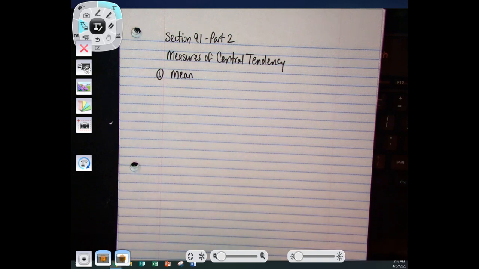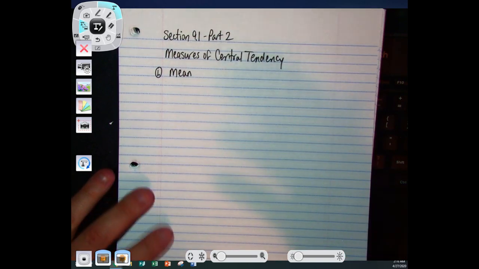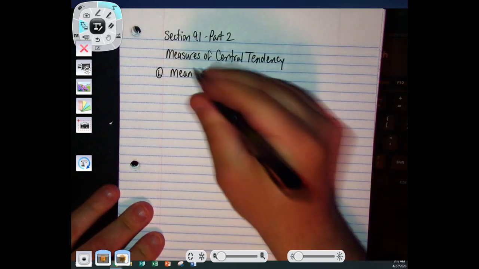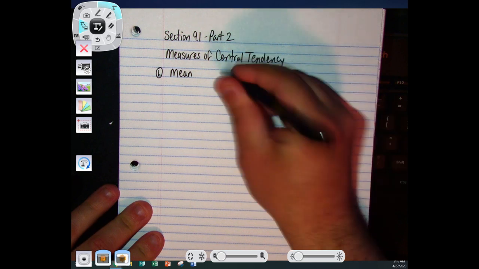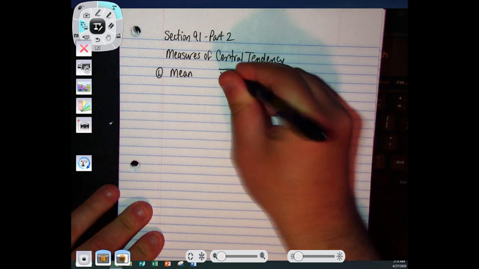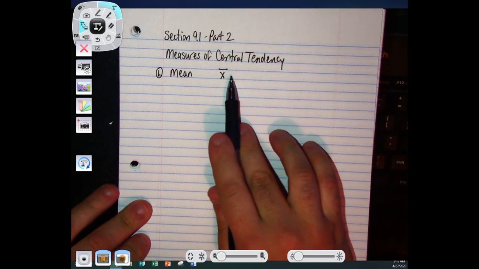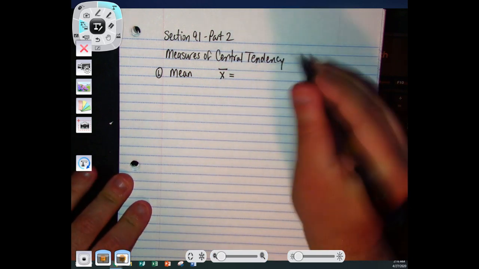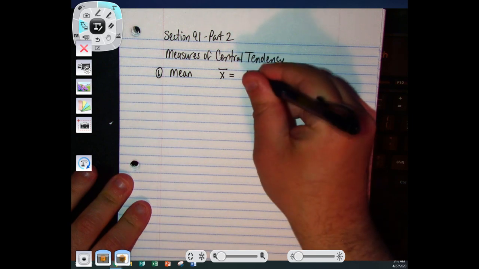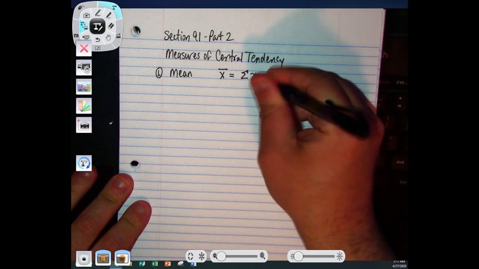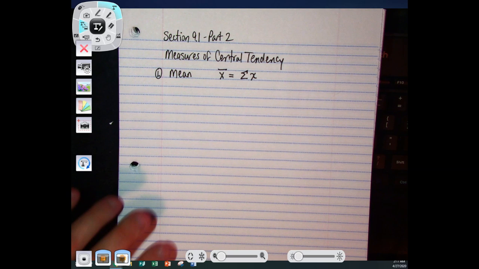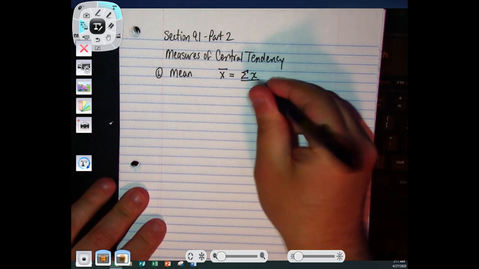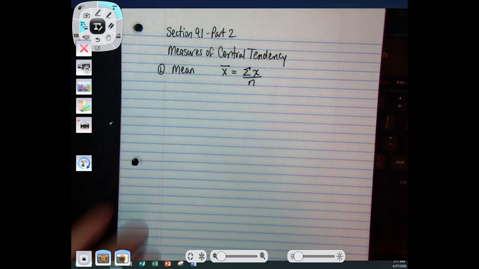So to find the mean of a given set of values, in our case, the mean is going to be referred to as what we call x bar. So this represents the sample mean. So x bar is equal to the sum of all our data values divided by how many there are. That's it.